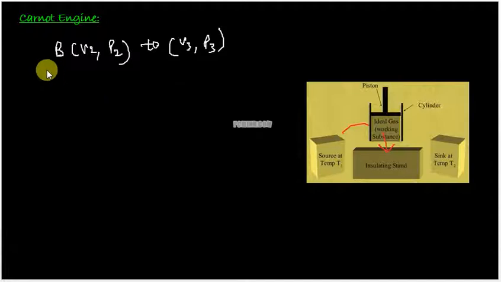So whatever temperature was there, it will fall because of the expansion. The expansion of the gas happening would lead to what? The expansion would lead to a fall of temperature.